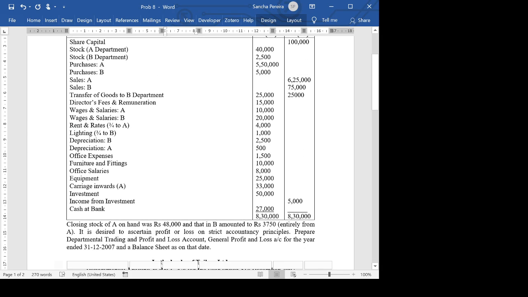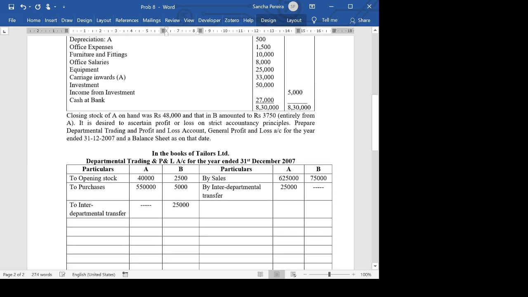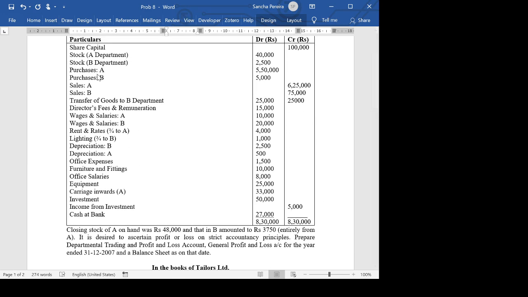Then we have directors' fees and remuneration. Now this we have already decided has to go in the general profit and loss account. So I'm going to directly put it there. To directors' fees, the amount is 15,000. It can't be divided. That's why I'm taking it to the general profit and loss account.